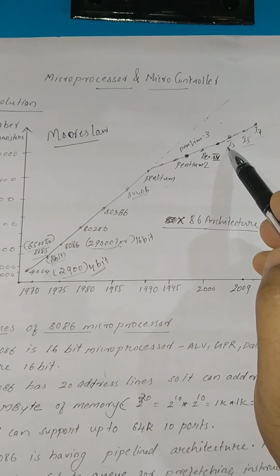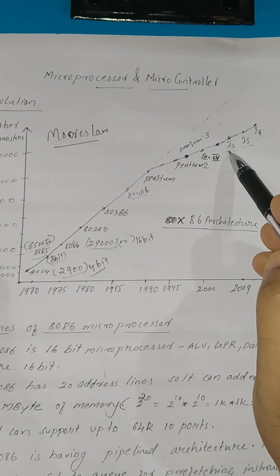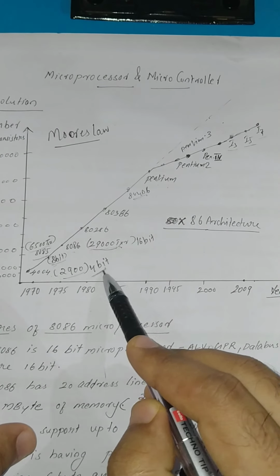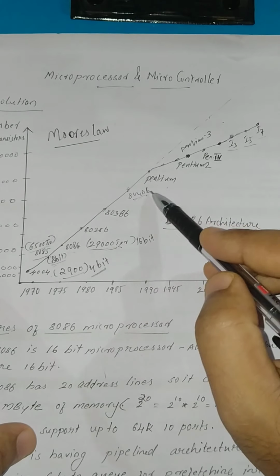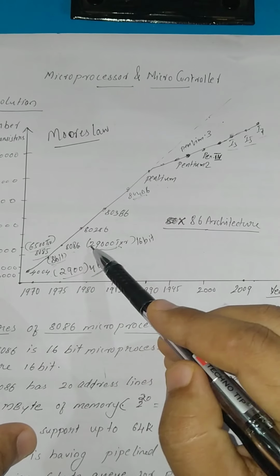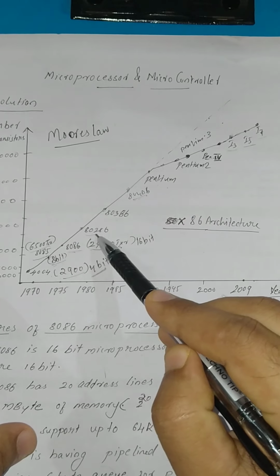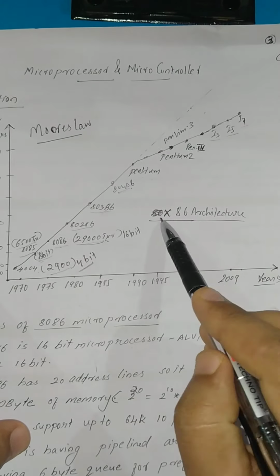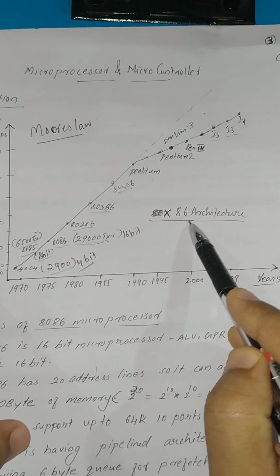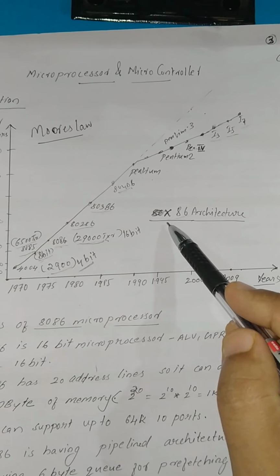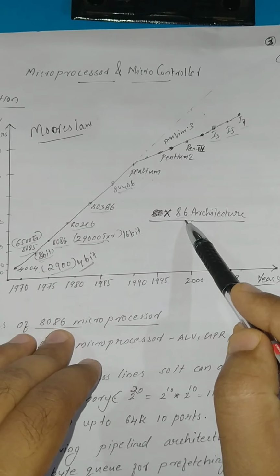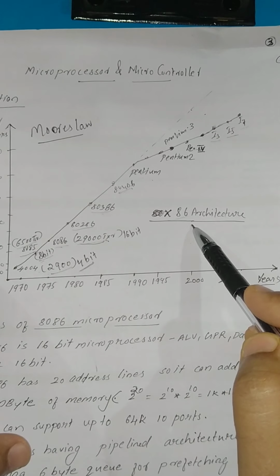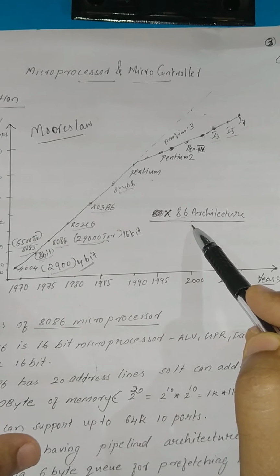Nowadays you have 32-bit processors and 64-bit processors. It started with the Intel 4004 with 4 bits, and if you see the evolution, after the 8086 it is all 80286, 80386, 80486. So it is almost following the x86 architecture. Even now you can see processors which follow the x86 architecture. That's why we are discussing the 8086 microprocessor in detail. Thank you.